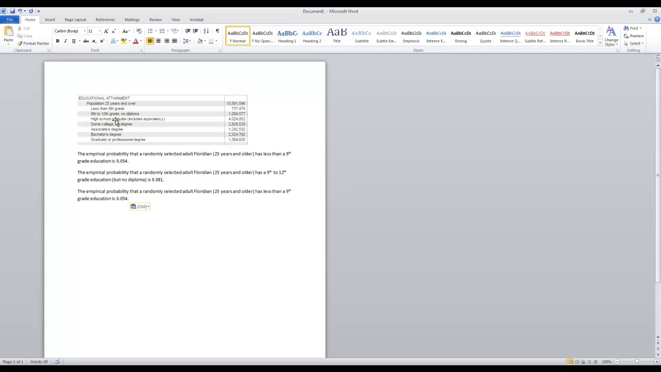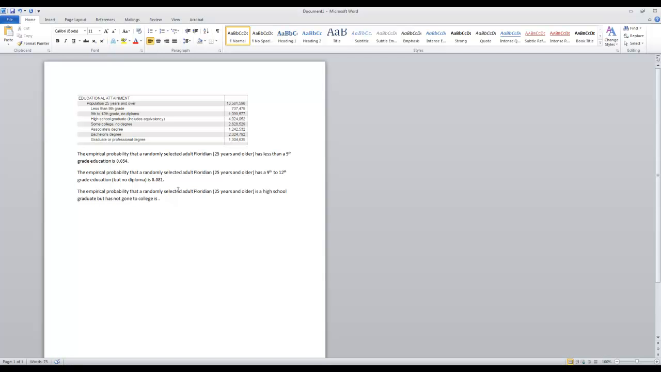The empirical probability that a randomly selected adult Floridian, 25 years and older, is a high school graduate but has not gone to college. Let's see what that probability is.